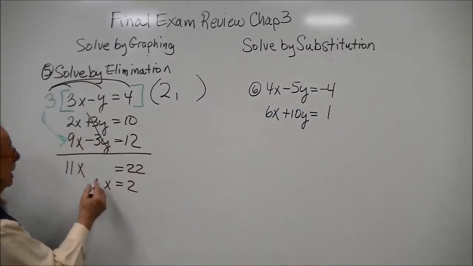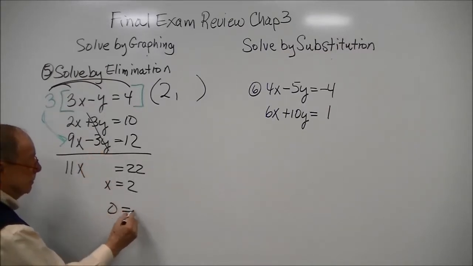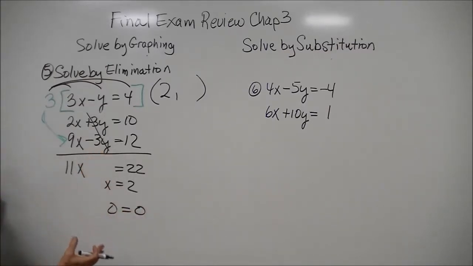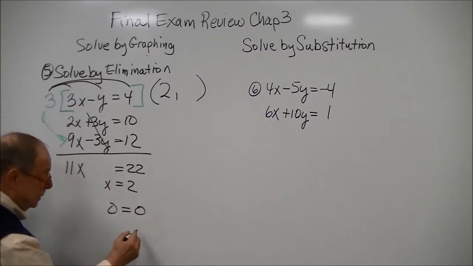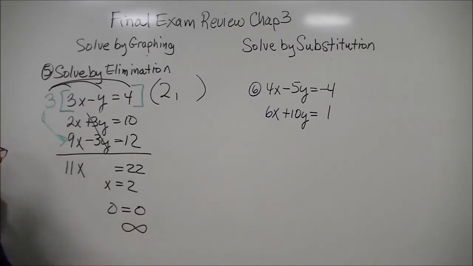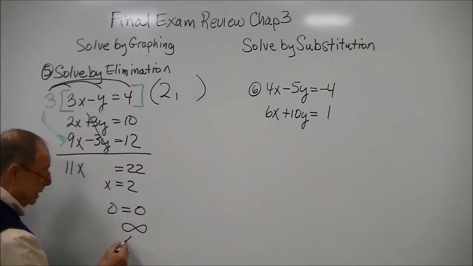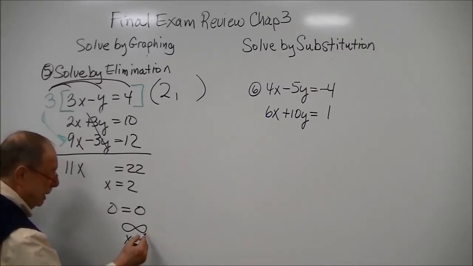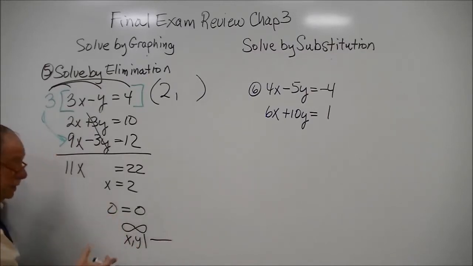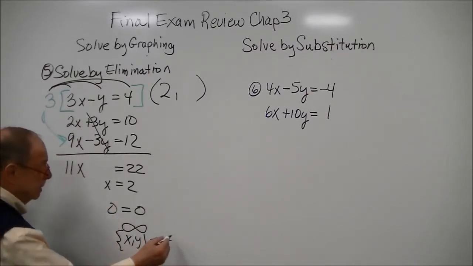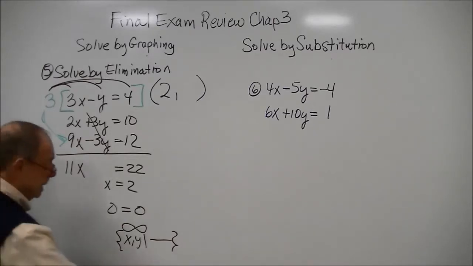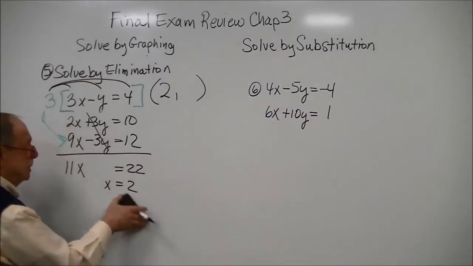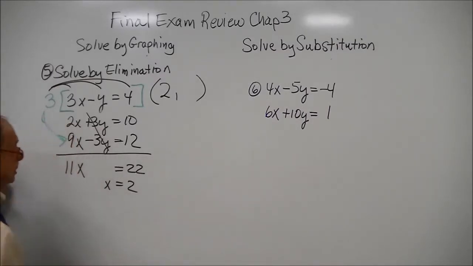And if we ended up with something such that 0 equals 0, everything's eliminated, 0 equals 0, these are the same equation. So this would be, again, an infinite number of solutions, and they would write it as x comma y such that it equals one of the equations, and they usually put that in a bracket like so. Okay? But that's not what we have here. That's just to illustrate those other situations that you might come across.